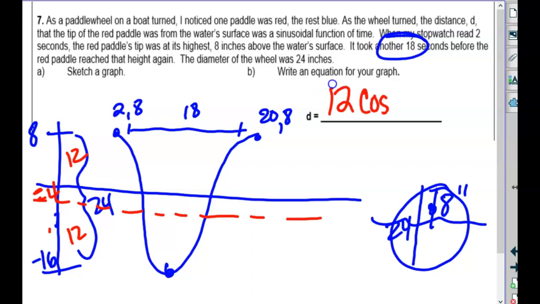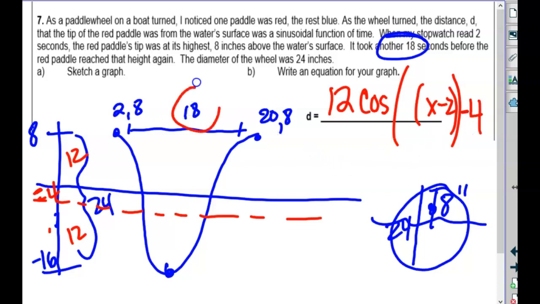I'm going to call it a cosine that has shifted to the right 2, and the midline is at negative 4. The period is 18, so 2 pi over 18 would make this. It's seconds. This is seconds. Okay.